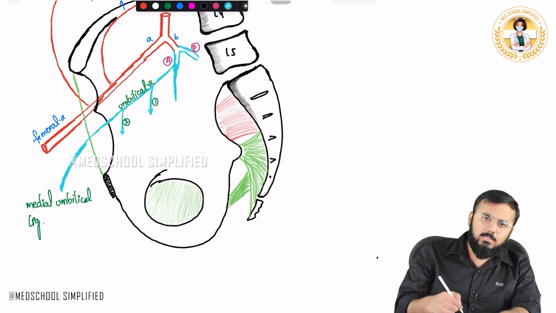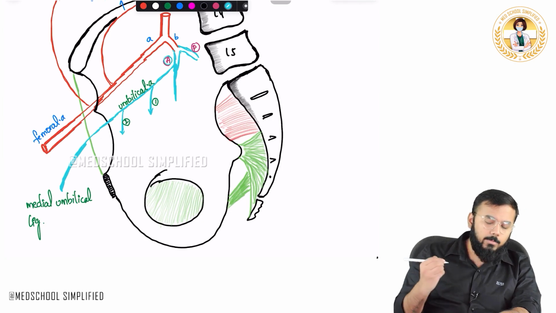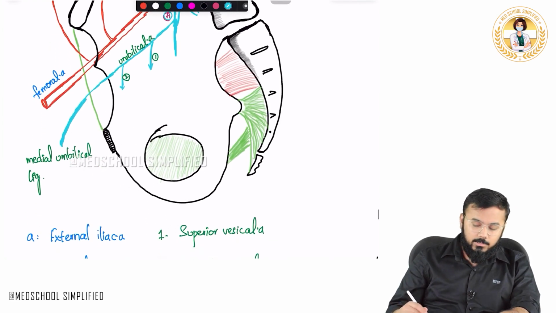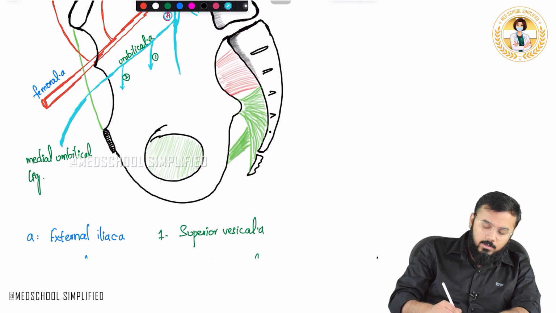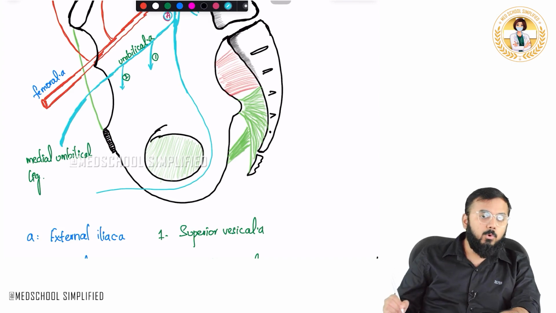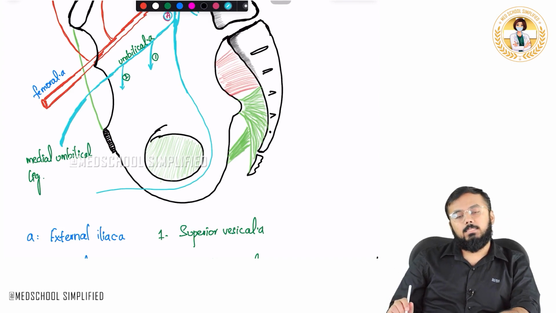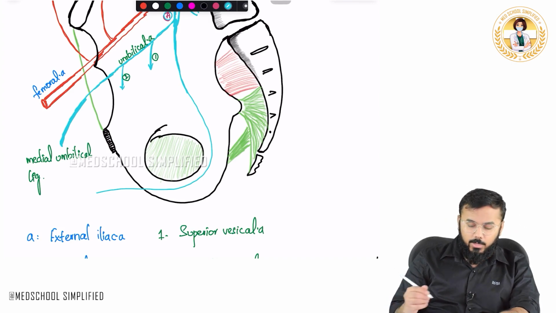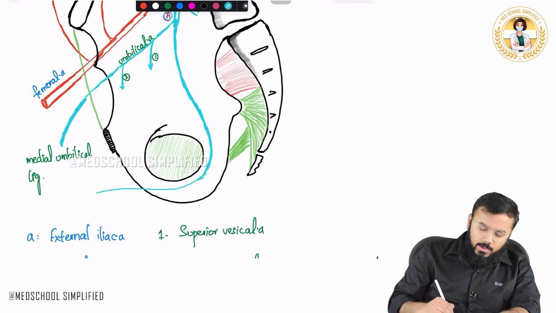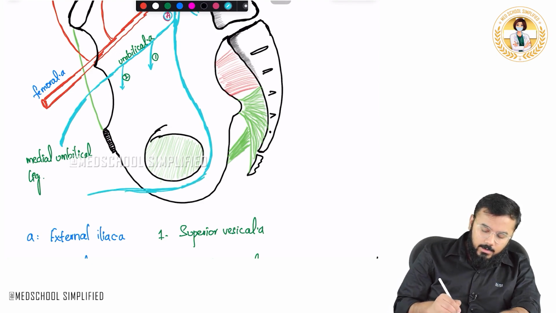This particular artery, in the sense which branch? That is an anterior branch of the external carotid artery. This anterior branch is coming down all the way and continuing down as the pudendal artery. What pudendal artery? This is the internal pudendal artery. It comes down all the way like this, right?